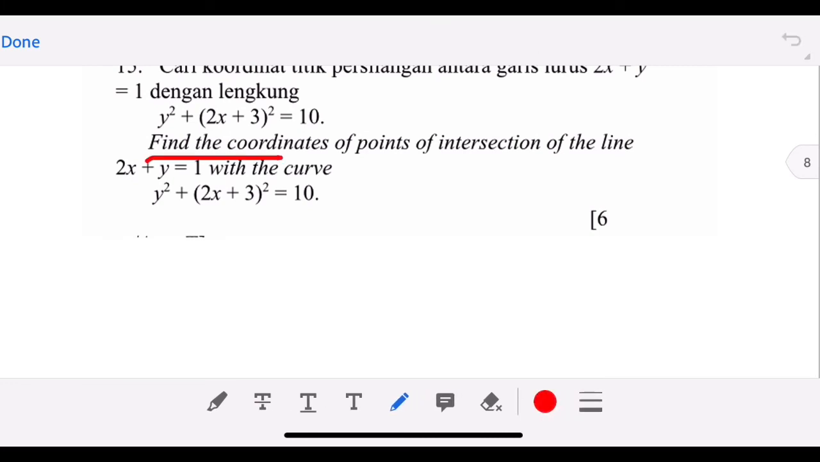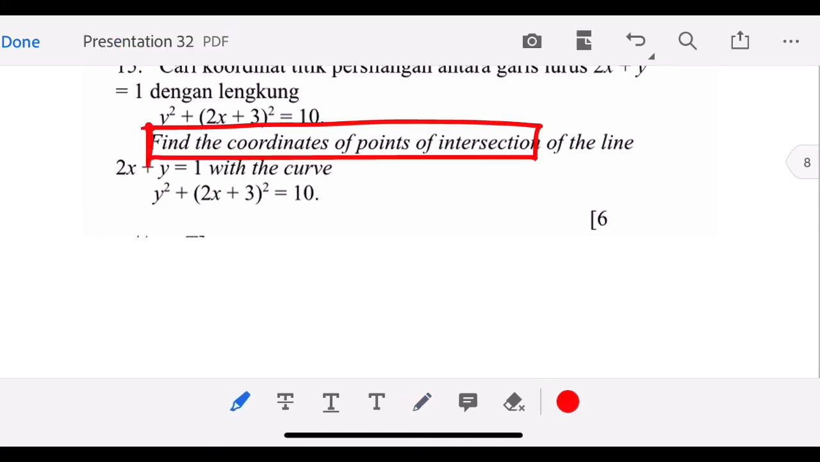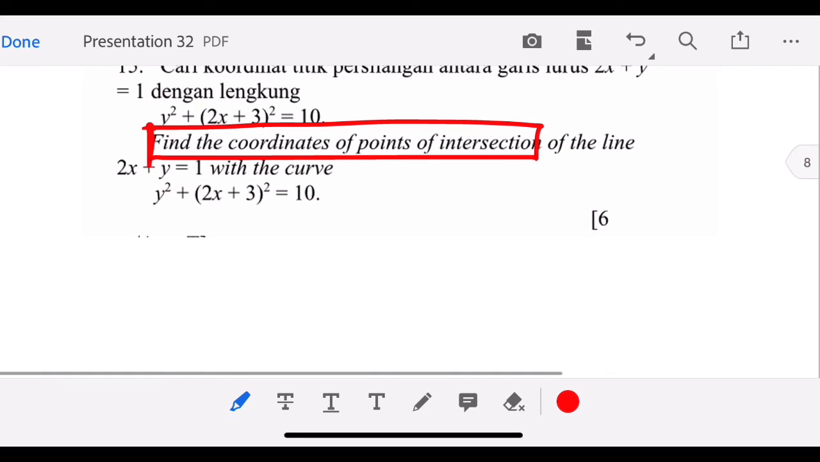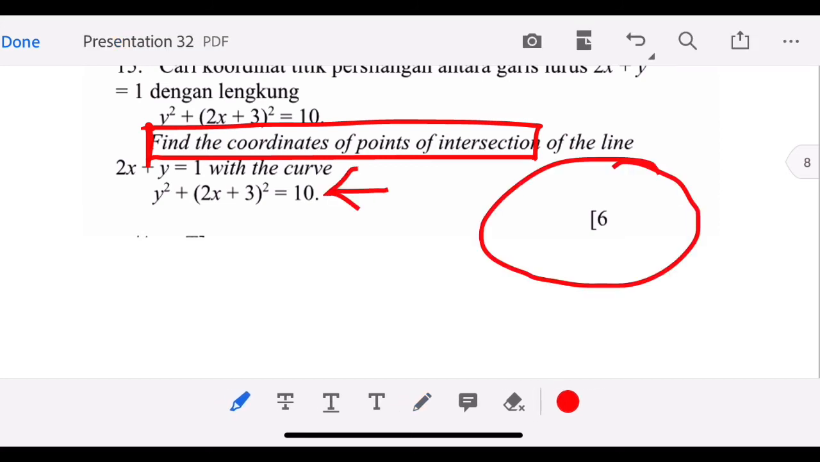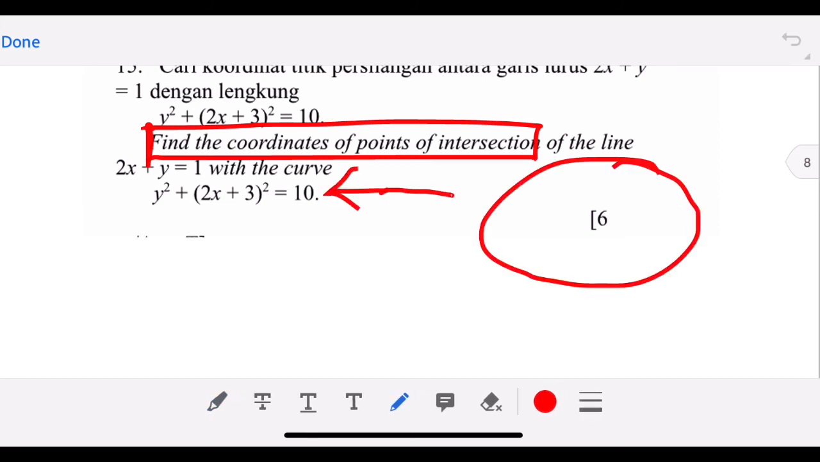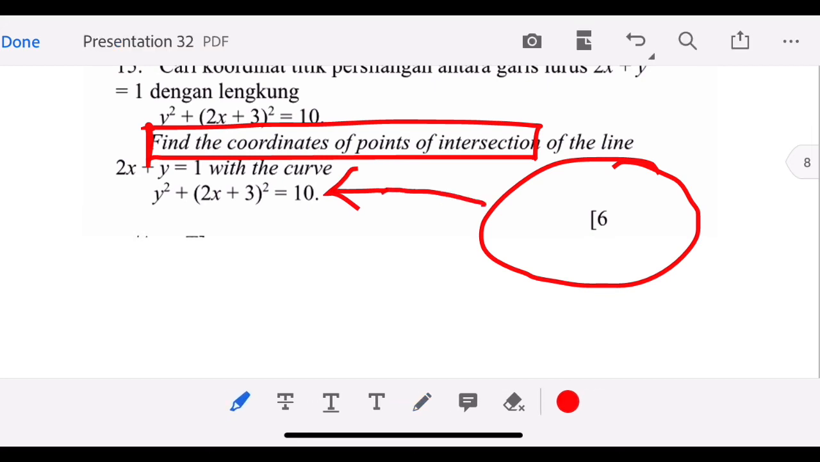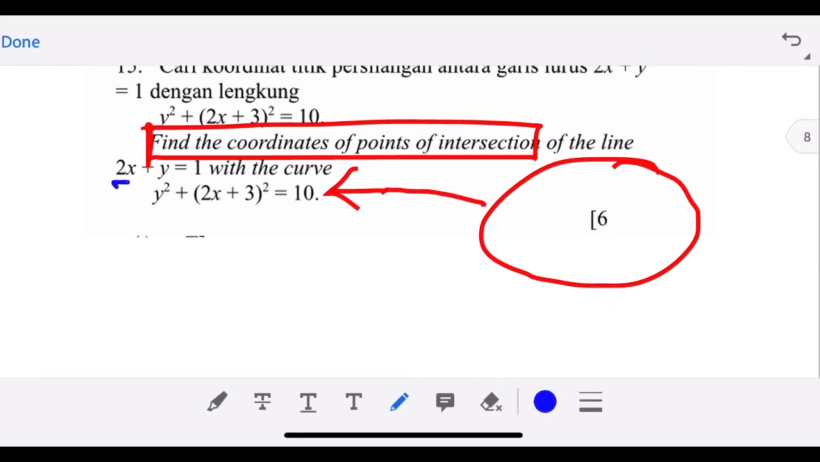For another question, the same thing. Find the coordinates of point of intersection. It means that you are having a curve. Maybe the curve is something like an oval shape, and then you have a straight line, which is this one, and then you will have another straight line, which is this one.